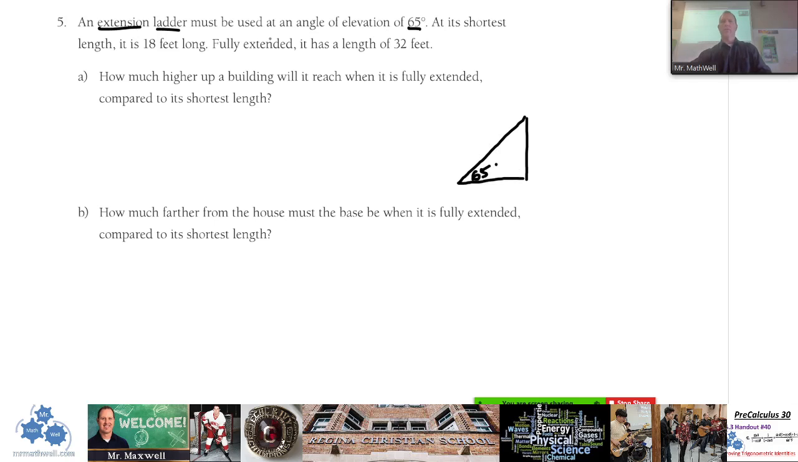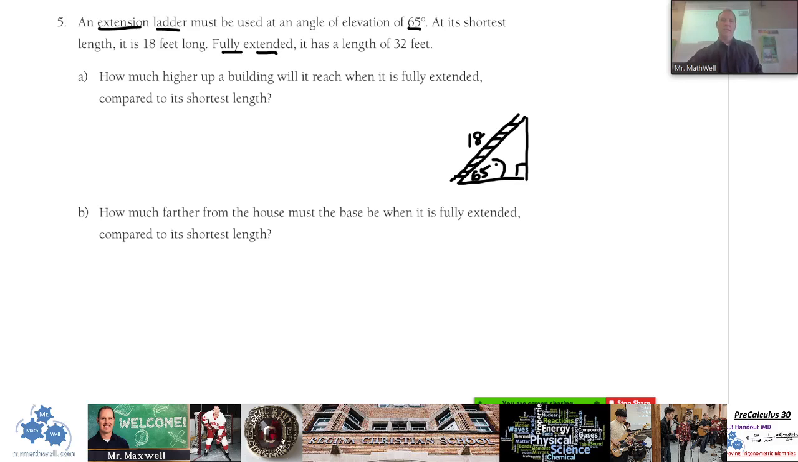So at its shortest length, okay, so if this is the ladder right here, let me just kind of complete this ladder. There's a drawing of a ladder. At its shortest length, it is 18 feet long. So that's 18. Okay, now notice we have a right triangle with 65 degrees. The hypotenuse is 18 feet long. Fully extended, this extension ladder has a length of 32 feet.